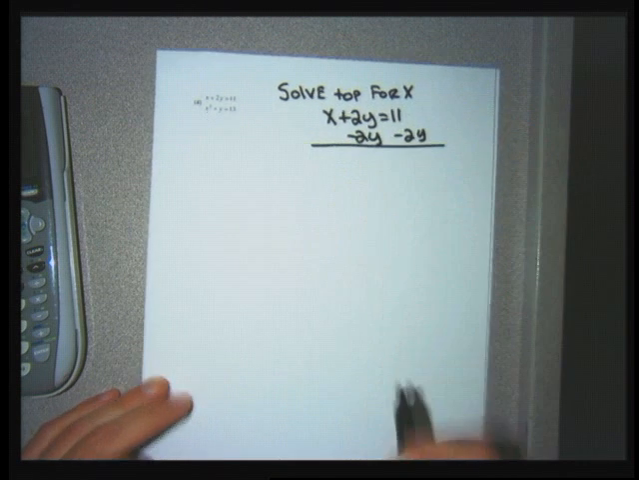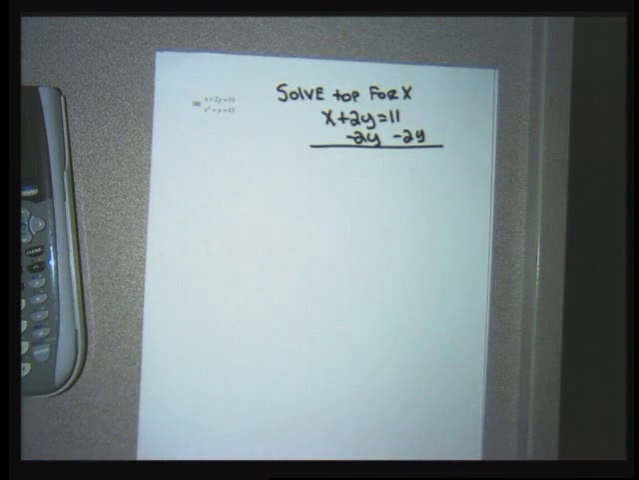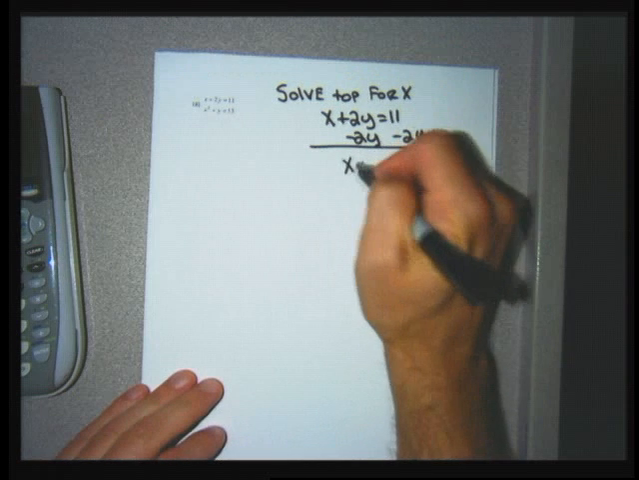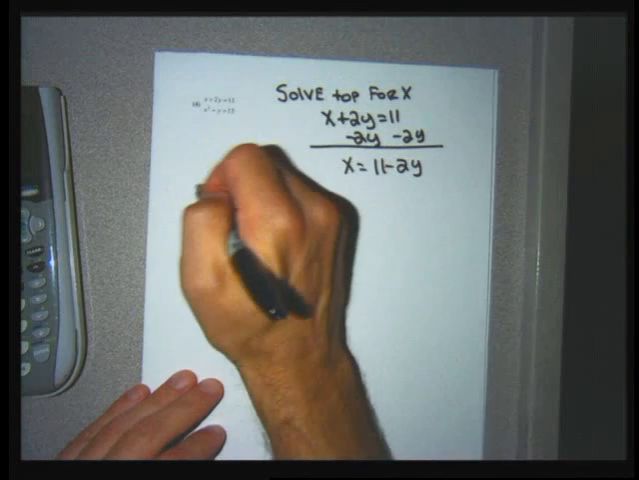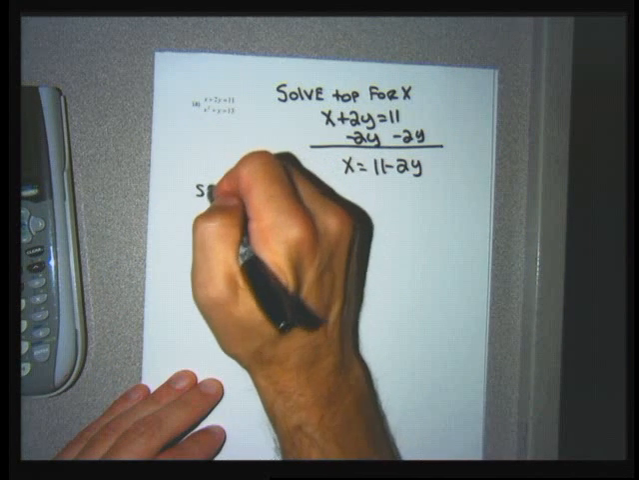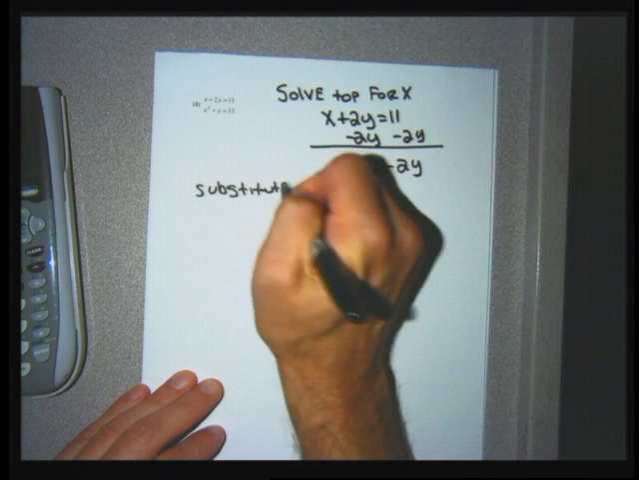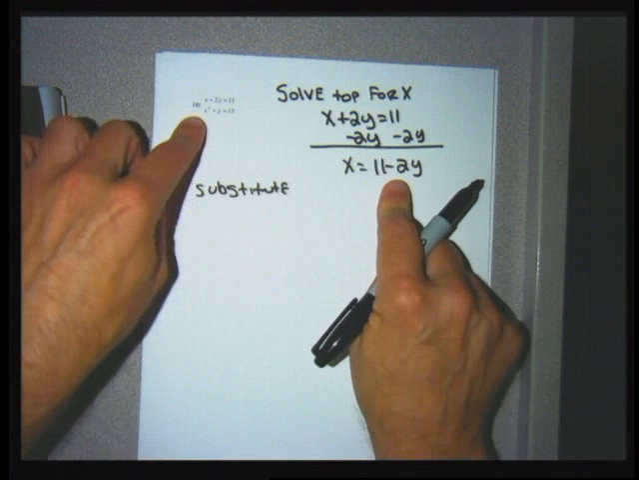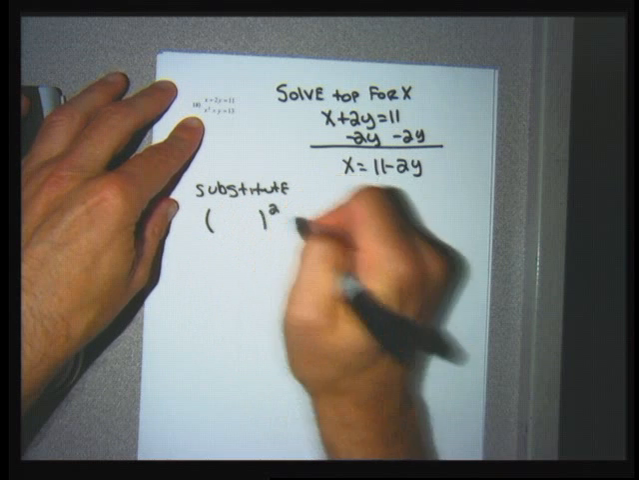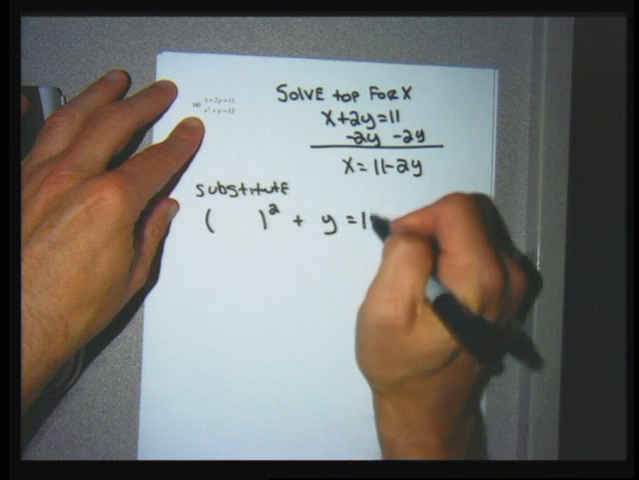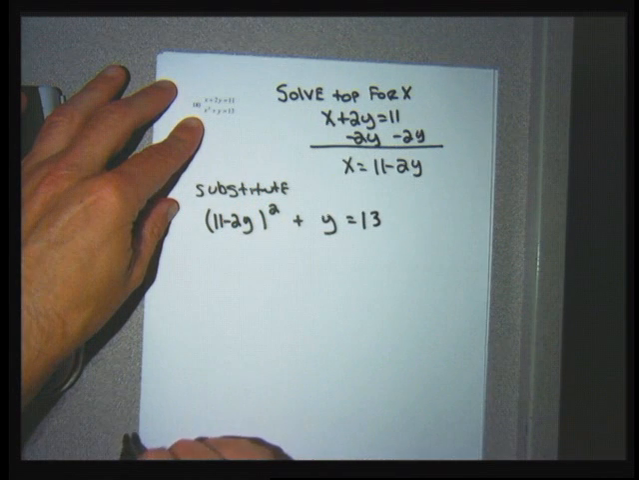I can't do this using RREF because of the x squared. I could probably do the elimination method, but if I tried to do the elimination method, I'd probably make a common mistake and generate an answer that doesn't check. So now that I have this, and I could have written negative 2y plus 11, but it's probably just as easy to write it like that. So in this equation, x squared plus y equals 13, I'm going to change the x to 11 minus 2y. So I'm going to get (11 minus 2y) squared plus y equals 13.